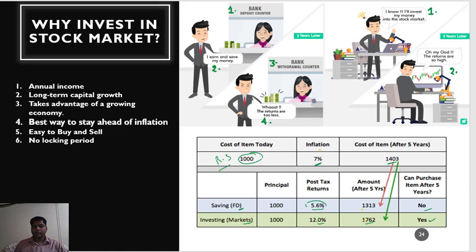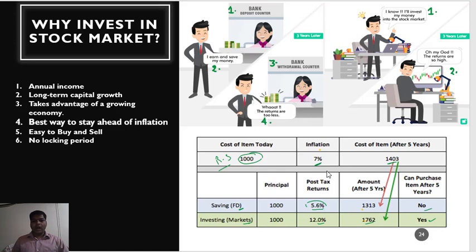So in our Indian economy systems or Indian family systems, we hear that rich people are going to be richer and poor people are going to be poorer. Why? Due to this inflation. Because if they are not able to beat inflation, they are going to be poor in the future.